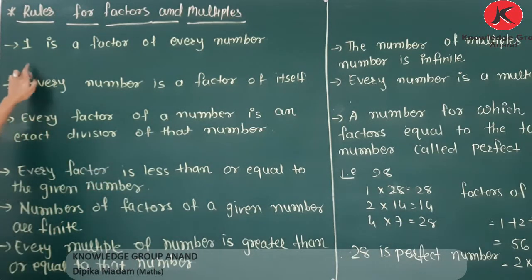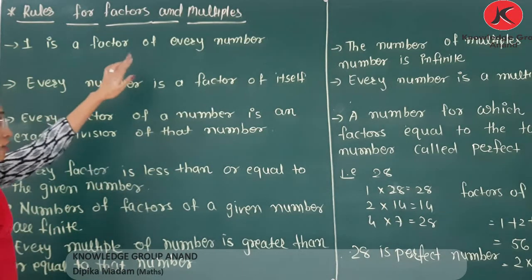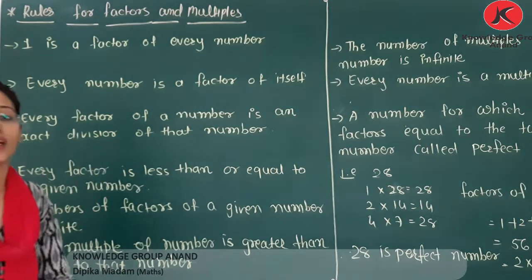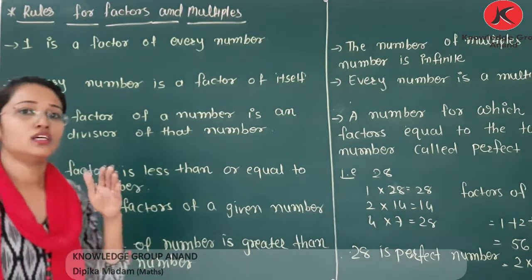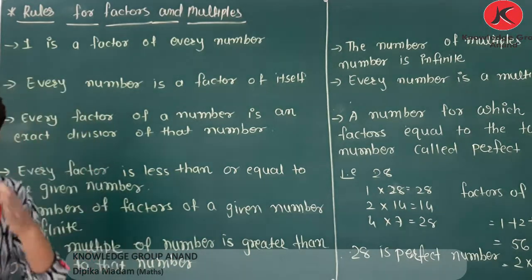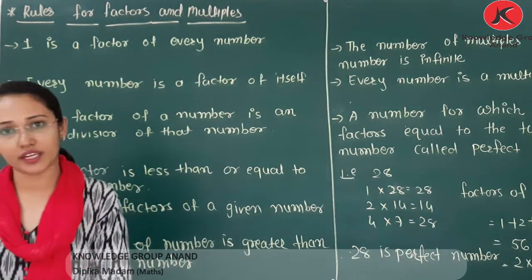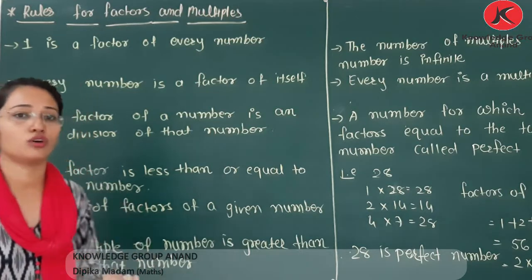So what is the first rule? 1 is a factor of every number. Means if you divide any number by 1, exact division happens. For example, if it is 13, then 1 can divide 13. 1 13s are 13. So 1 is always a factor of any number.